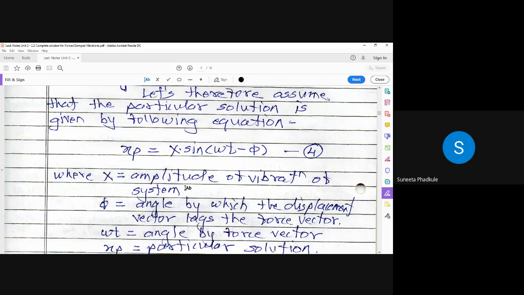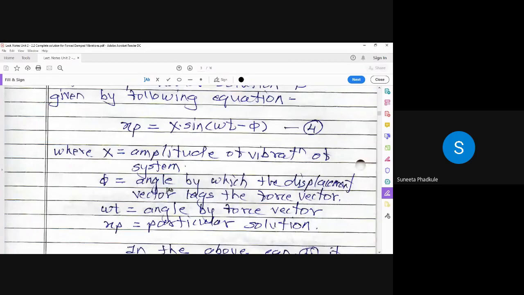What is phi? Phi is the angle by which the displacement vector lags the force vector. Phi 2 is different. In the complementary solution we used phi 2, which is the phase angle, a constant, and has nothing to do with this phi. In the particular solution, phi is the angle by which the displacement vector lags the force vector. So there are two terms, displacement vector and force vector.